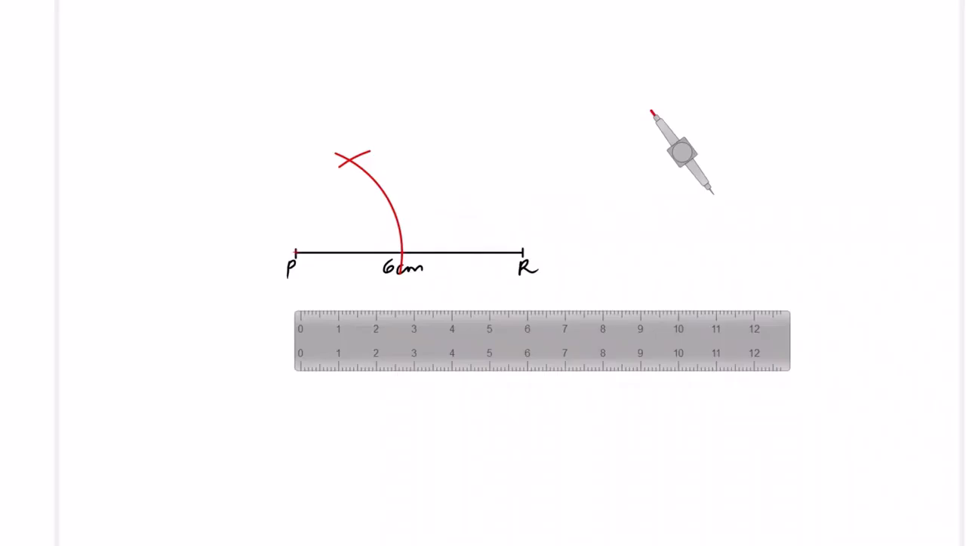Then join P, using a straight line from point P to the point of intersection of the arcs. So join that. Let me join this one properly. So join P and the point of intersection of the two arcs, like that, using a straight line. So that angle is 60 degrees.